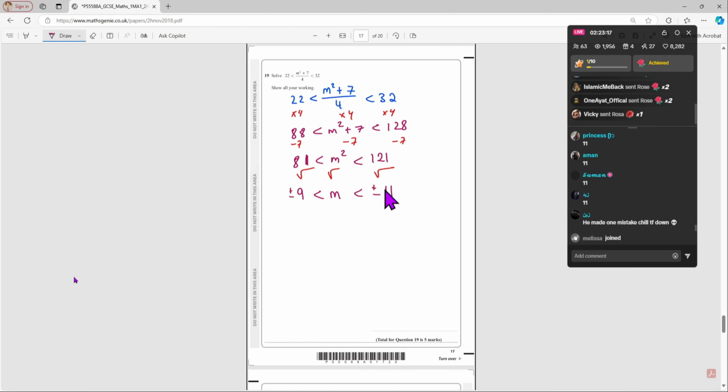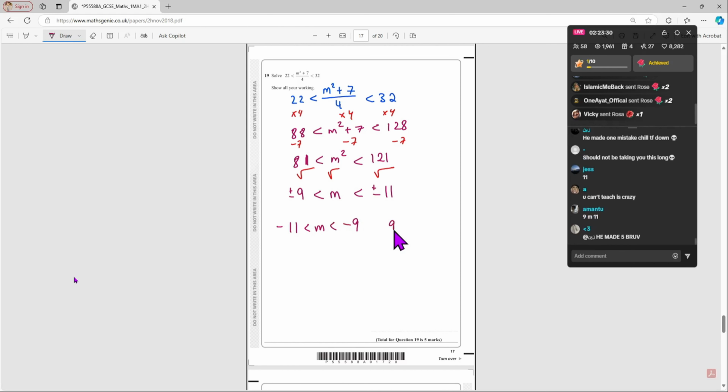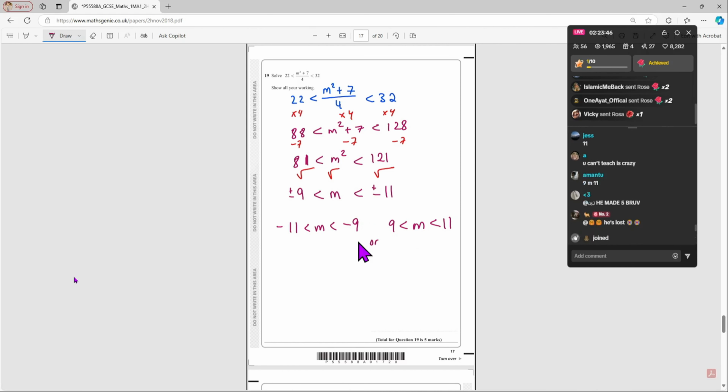So you can either give two. So there's two answers to this. So you can either give minus 11, then m and 9, or you can give 9, which is less than m, which is less than 11. Either answer will be correct, because when you do square roots, you can have a plus sign or a negative sign, it does not matter. So either answer would be correct. Understand?